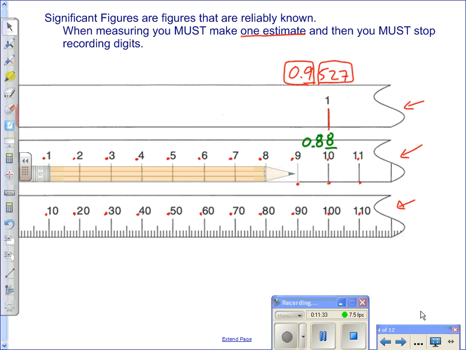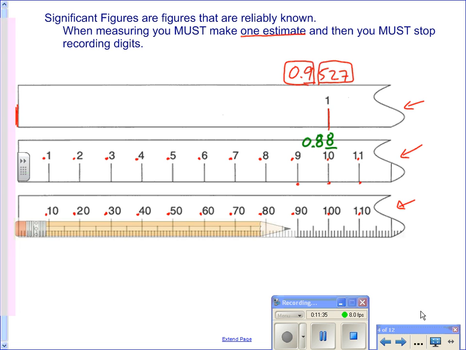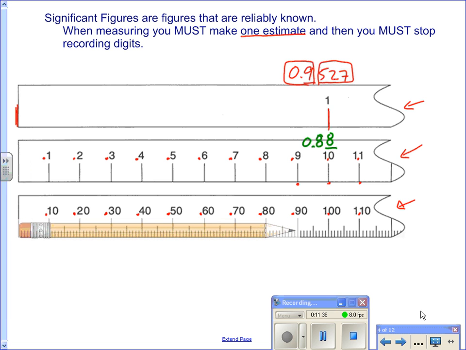And then finally, let's just be thorough. Move it down to the last one. And look at this one. Again, I know it's between 0.8 and 0.9, but now I also know, looks to me that it is between 0.89 and 0.90. So I have to make one estimation. It looks like it's just a hair over 0.89, so I might say that 0.891 would be my first estimated digit in that case.